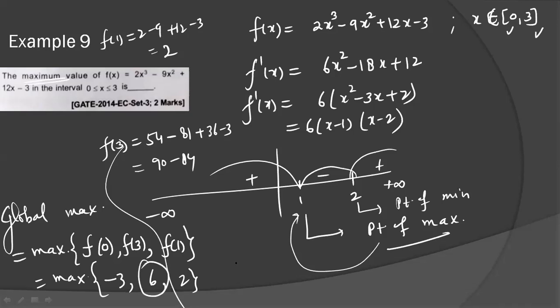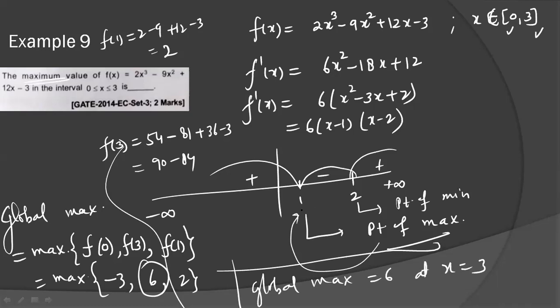So what is the maximum value? 6. So the global maximum value is 6 at x equal to 3. It is not occurring at a critical point. It is occurring at the boundary point. It means this function is strictly increasing, because a strictly increasing function attains its maximum value at the second boundary point, and a strictly decreasing function attains the minimum value at the first boundary point, or left boundary point.